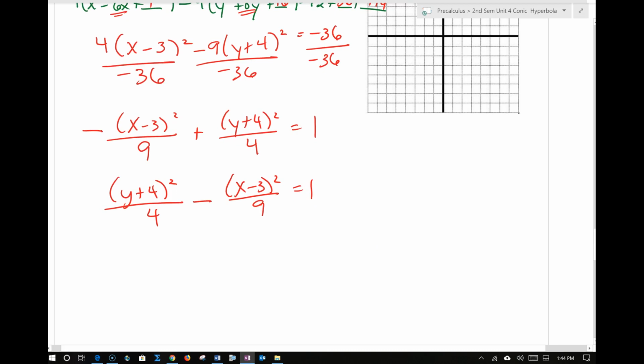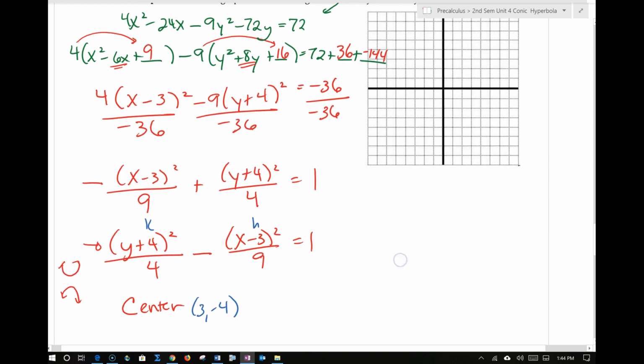Since y is in front, that means we're going to be opening up or down. So our final graph will look like this. We can pull out our center. Gotta be careful when you pull this one out, my friends. This is going to be h, this is going to be k, right? So that's going to end up being at 3, negative 4. So let's go 3, negative 4. 1, 2, 3, negative 4 is your center.